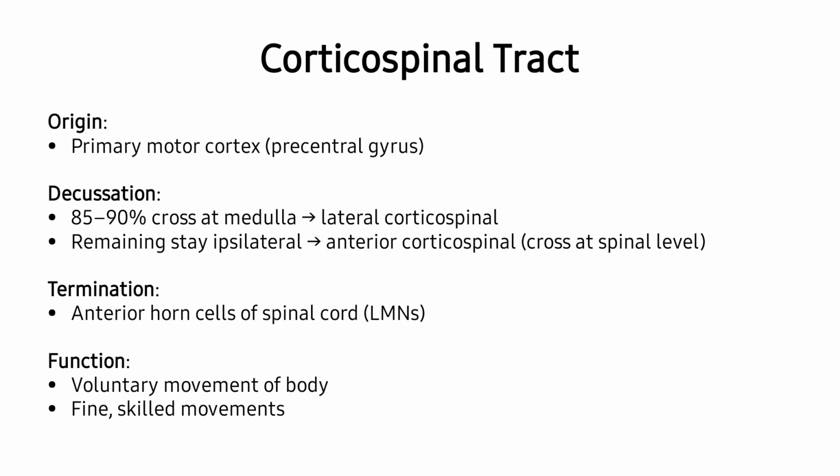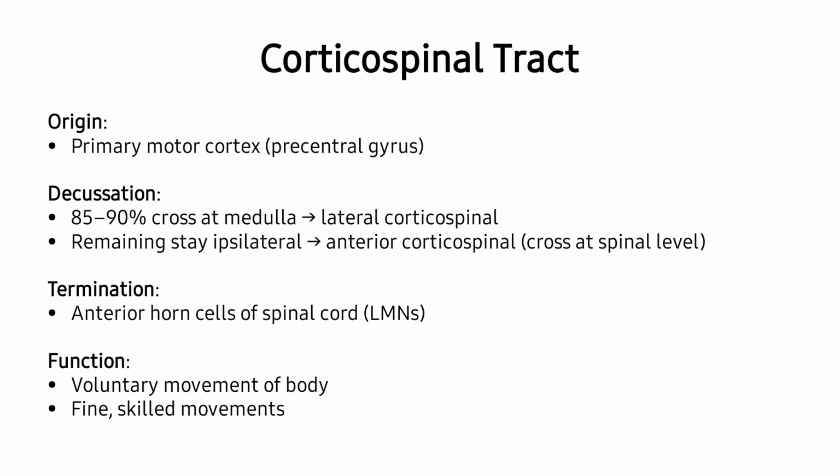So there are two tracts there of the corticospinal tract. There's the lateral and the anterior. The lateral will decussate about 85 to 90%. Then the rest, which is 15 or 10%, will remain ipsilateral. Then it will go down, then cross at the spinal level and not at the medulla. Then from there on, where does it terminate? It terminates in the anterior horn cells of the spinal cord.